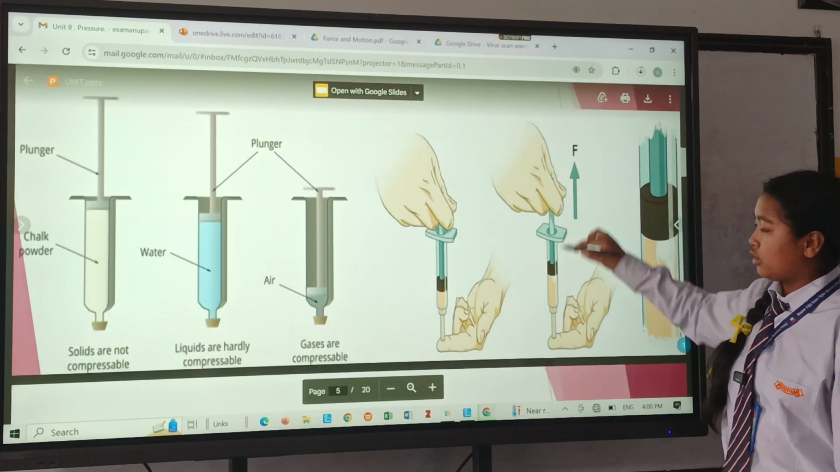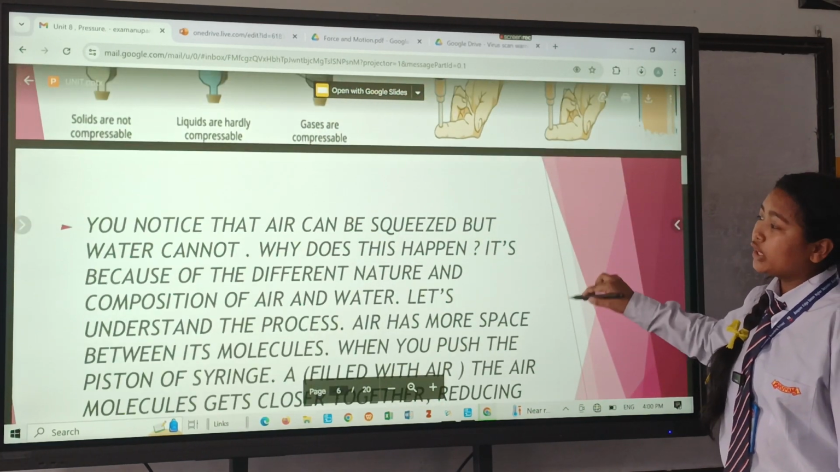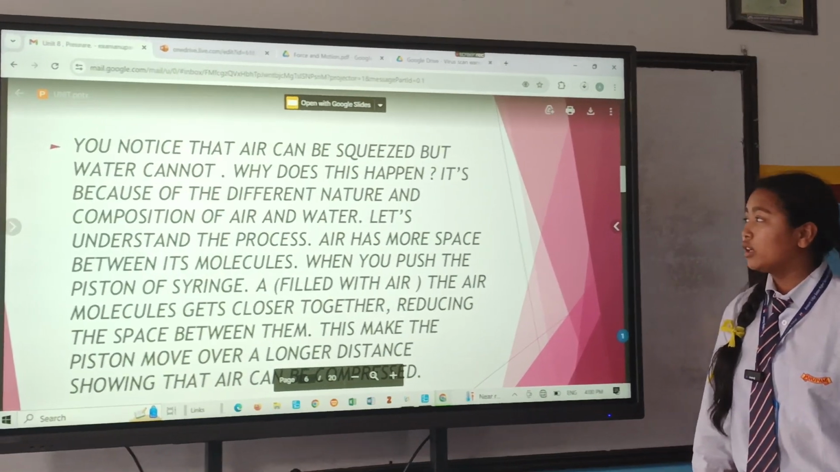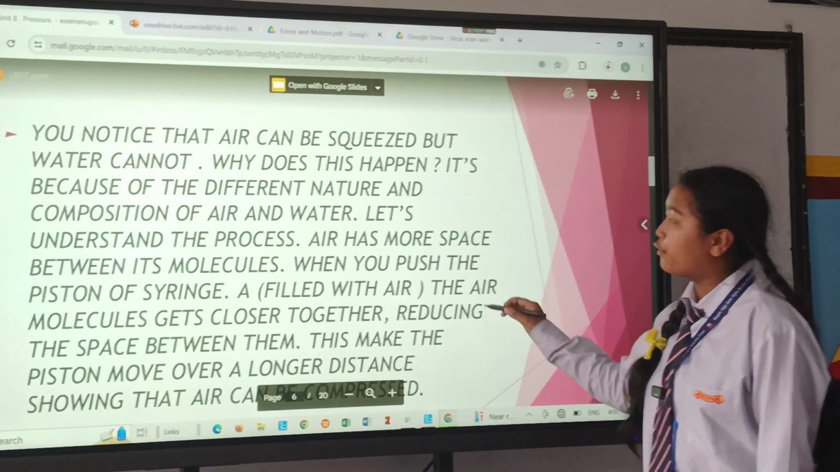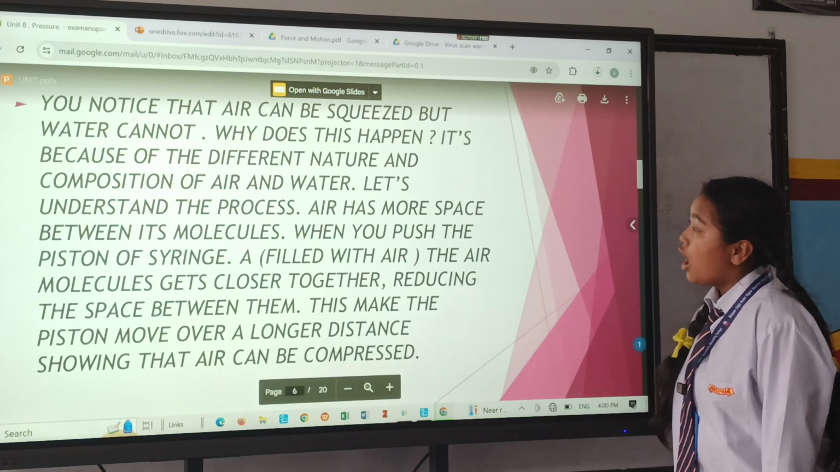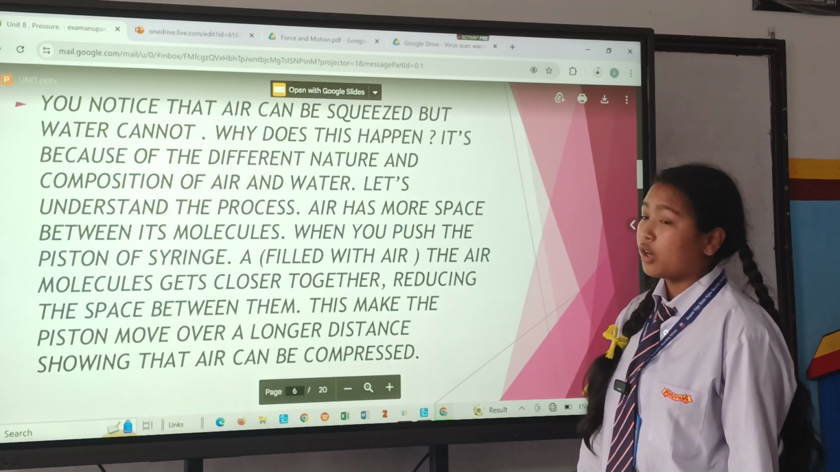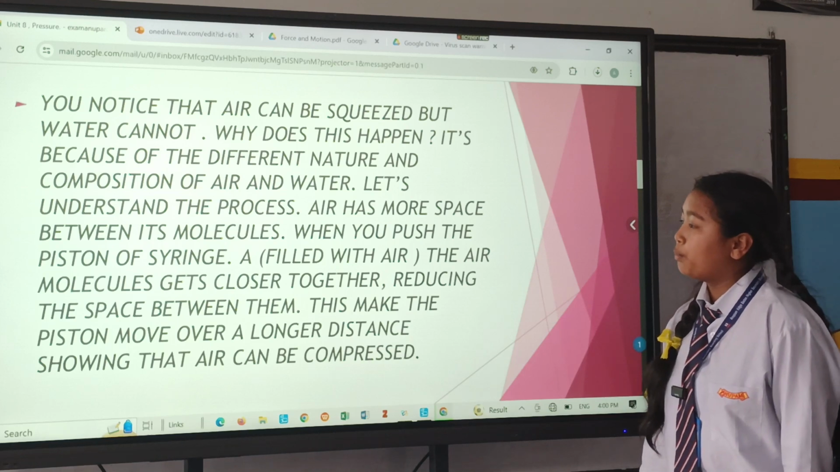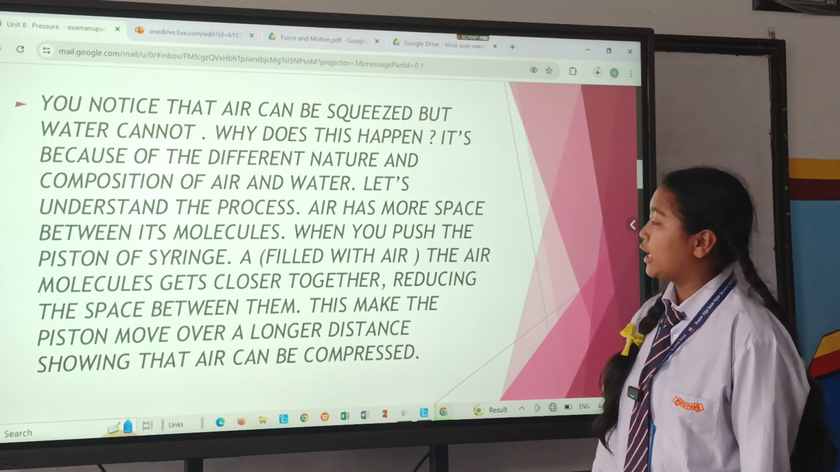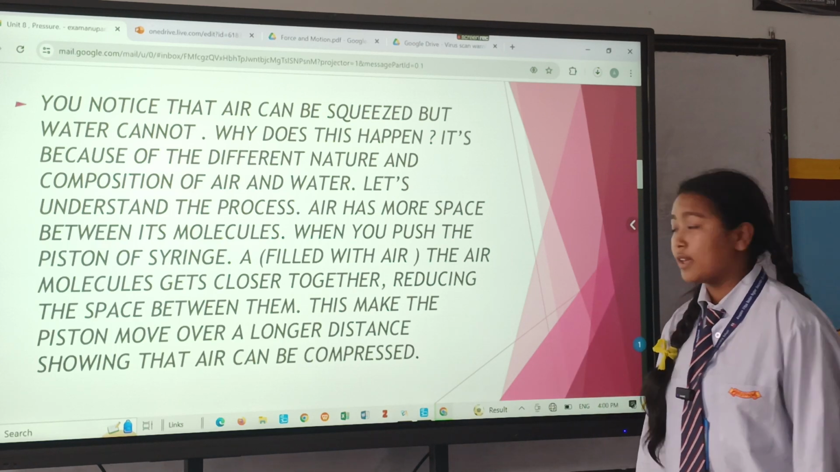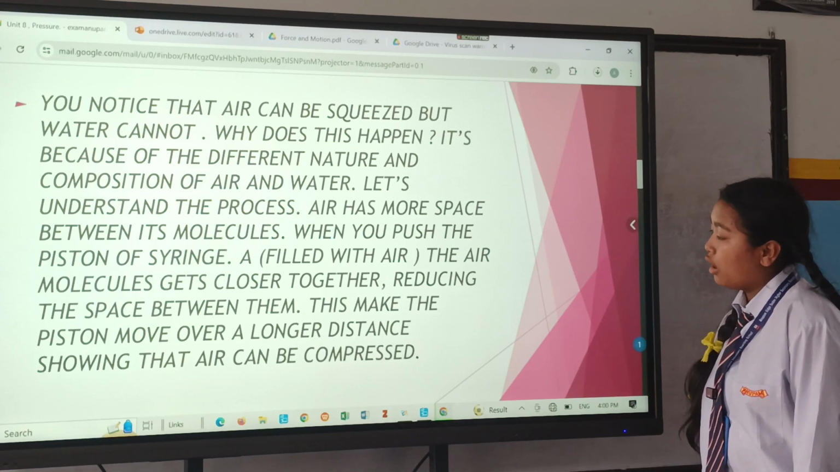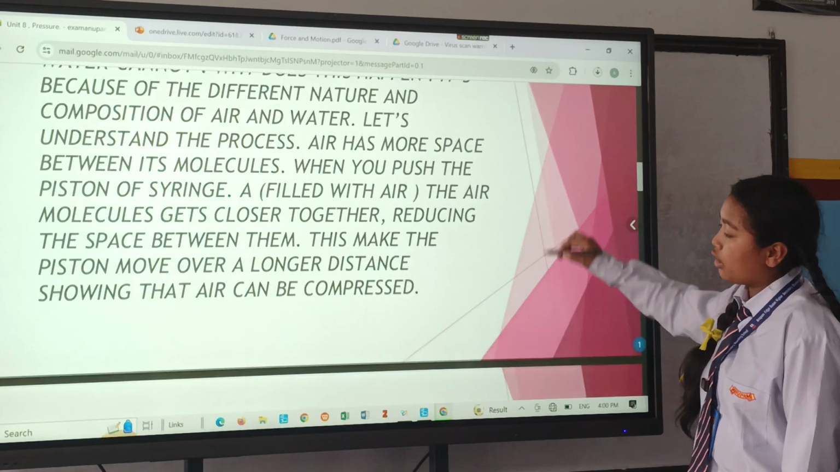Transmission of pressure. You notice that air can be squeezed but water cannot. Why does this happen? It's because of the different nature and composition of air and water. Let's understand the process. Air has more space between its molecules. When you push the piston of a syringe filled with air, the air molecules get closer together, reducing the space between them. This makes the piston move over a long distance, showing that air can be compressed.